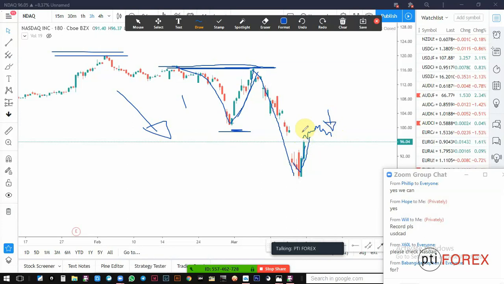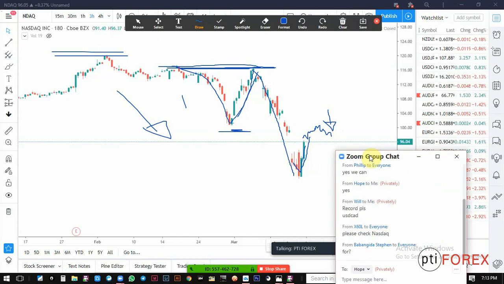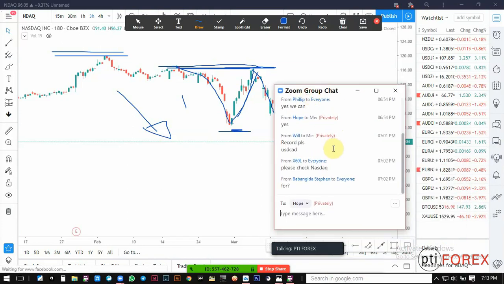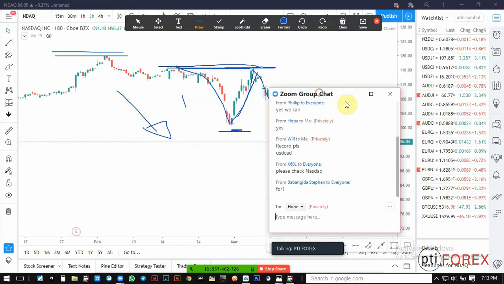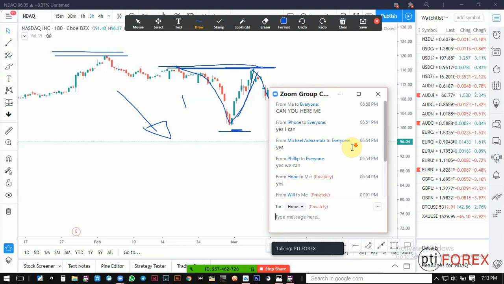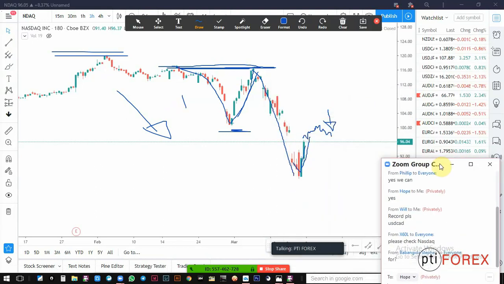So let us just be ready. Let our eyes be on this pair. The purpose of this is just to raise an awareness on how we should look at the market, or just to give an eye on how we should approach the market.